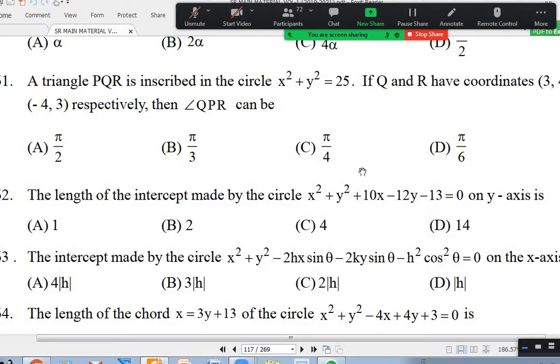Any doubt about 61? That's fairly easy because the two given points at the center, they will subtend 90 degrees. So at any point on the circumference, they'll subtend half of that, which is 45 degrees.